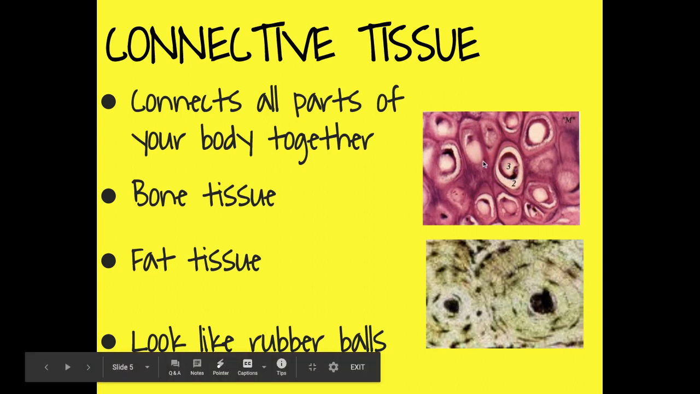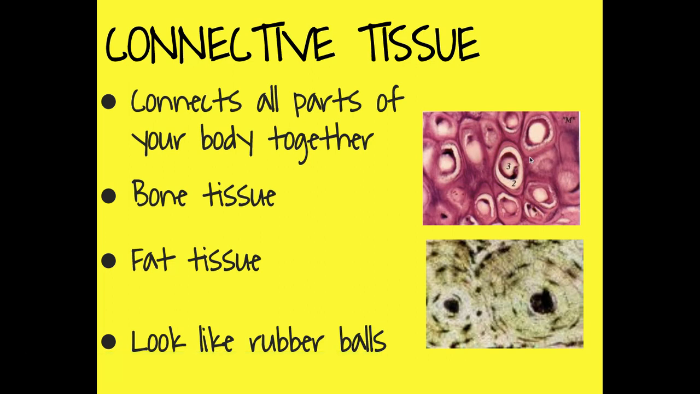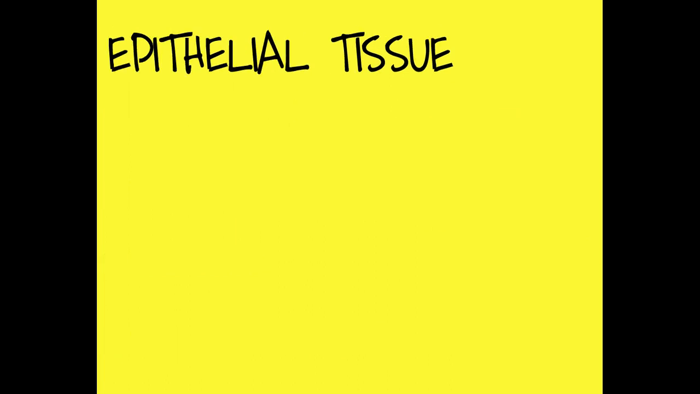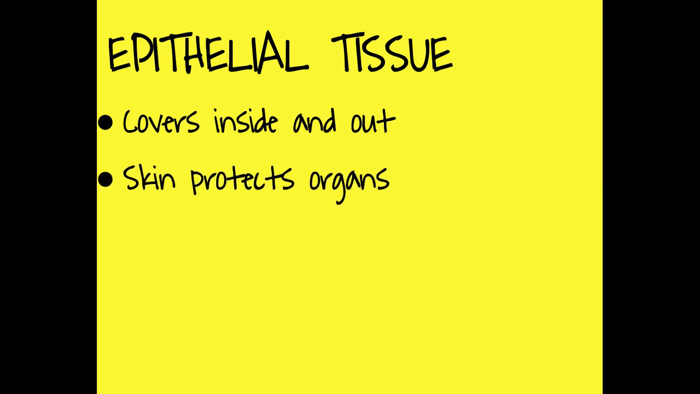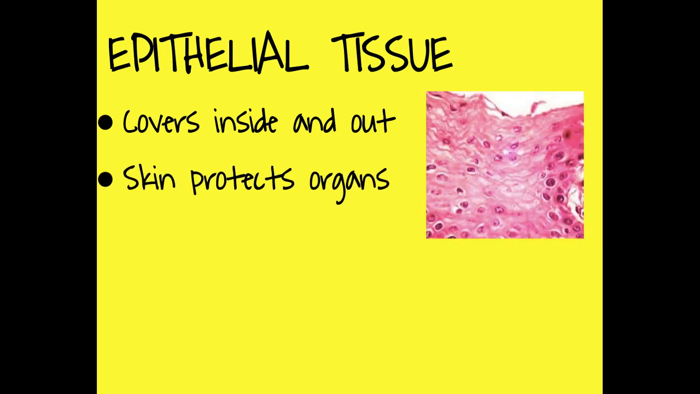And you can see in these areas that they look like that. And I'll show you a better picture in a later slide. You have epithelial tissue. Epi means outside, so this covers inside and out. So this is the outside of your body and the inside of your body, but the outside of your organs are covered with this kind of tissue. This is skin that protects organs, and skin that protects your outer body.